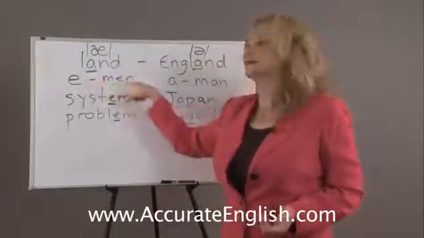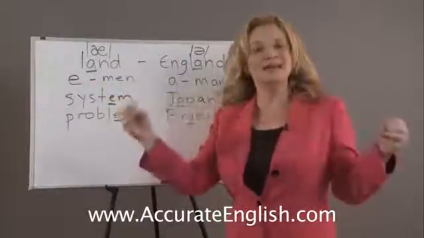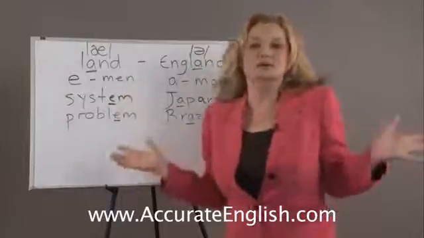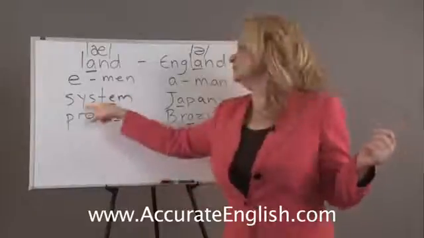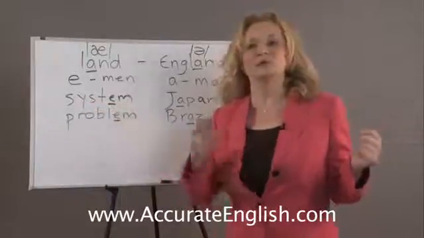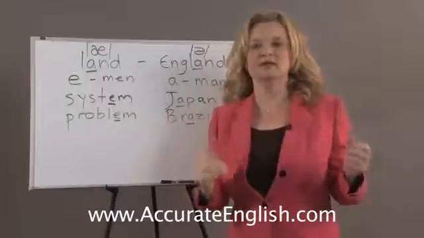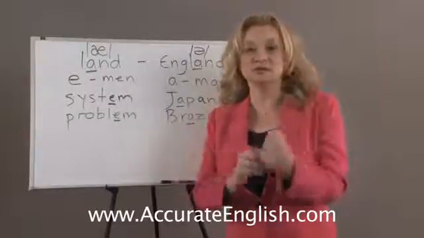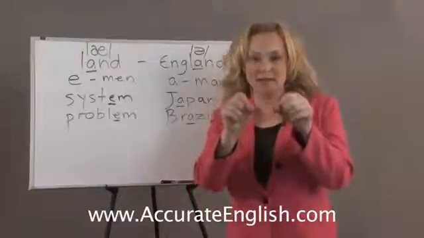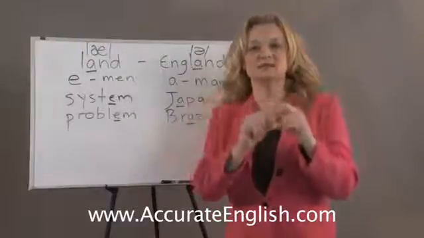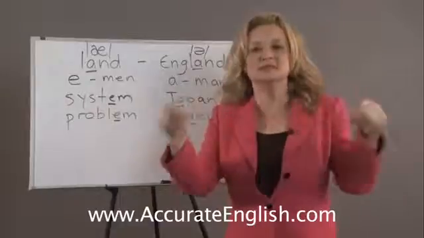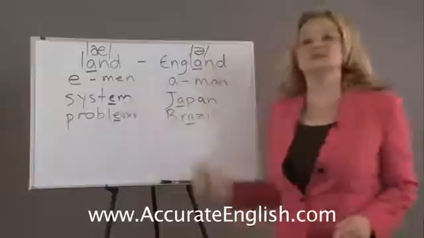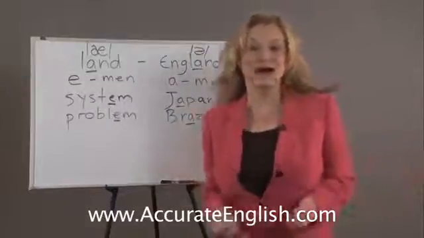Look at this E, men. But look at this. This E and this E are totally different. We don't say system, we say system. The first syllable is stressed, the second syllable is reduced. So if I take my rubber band, system, two syllables, watch. System, system, system. This E becomes this sound. It's a reduced vowel.